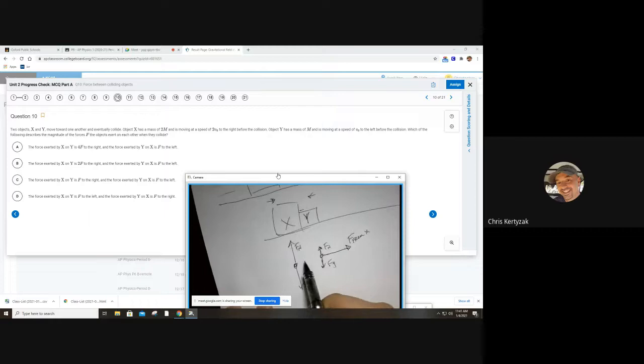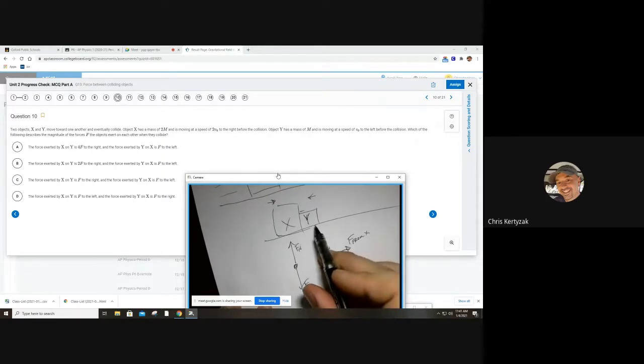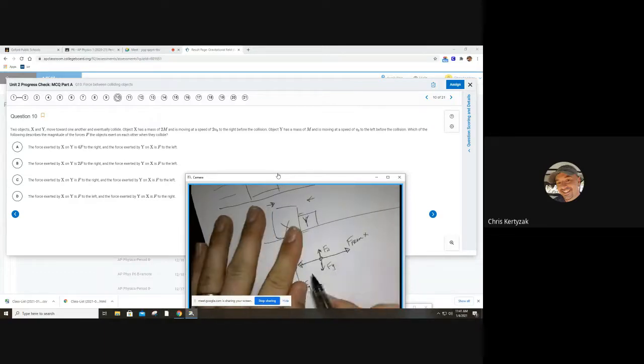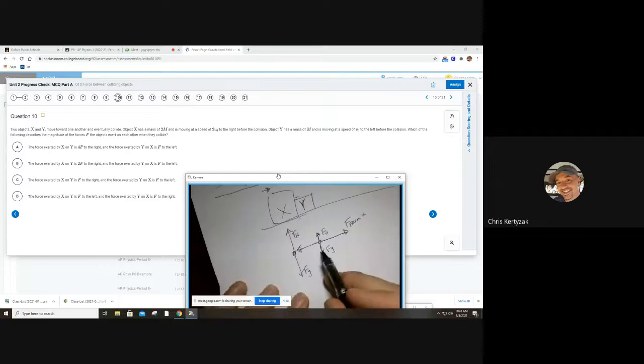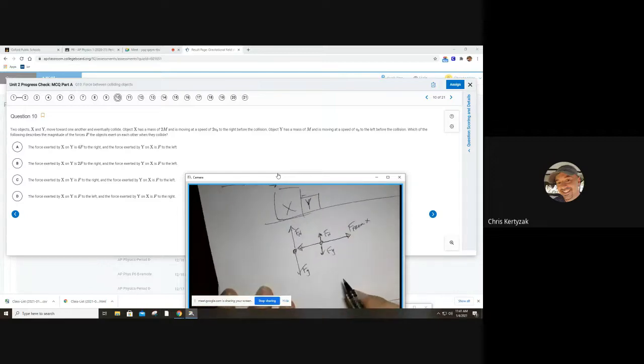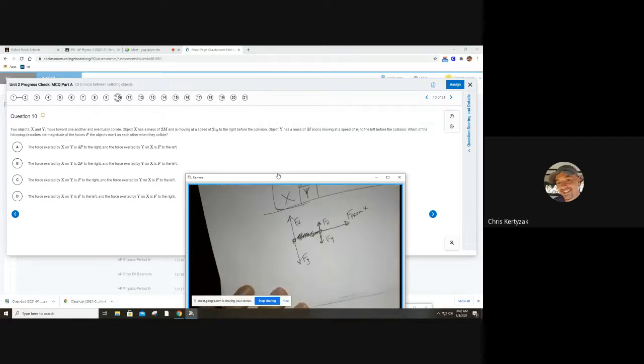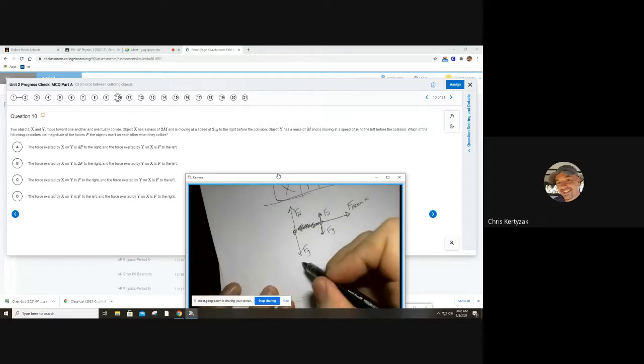But how long would it be? This is where some students would draw a shorter one, saying he feels more force because he's tiny. You feel the same amount of force. I didn't mean for this to go into this other one, but these would be equal. I couldn't really do it quite right, but these would be equal length. Oh, sorry, I didn't mean to do that. This wouldn't be there at all. I'm just drawing in the wrong area.